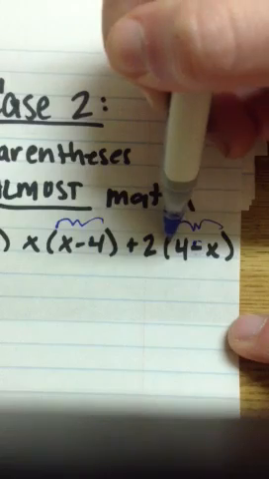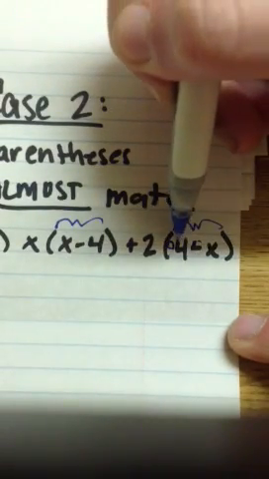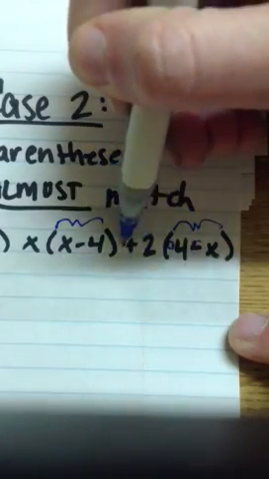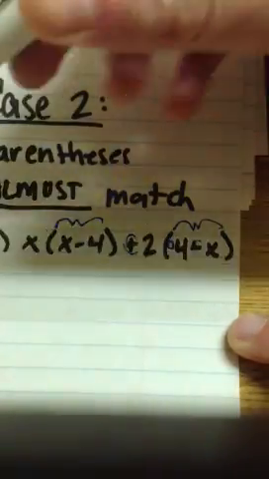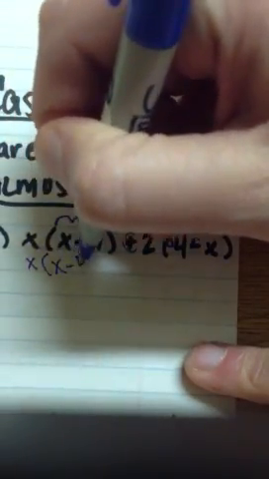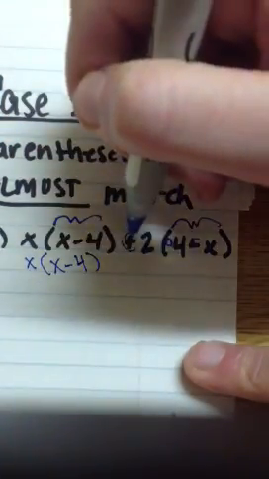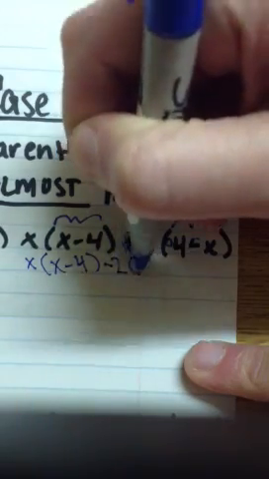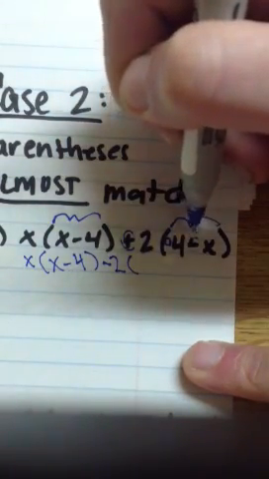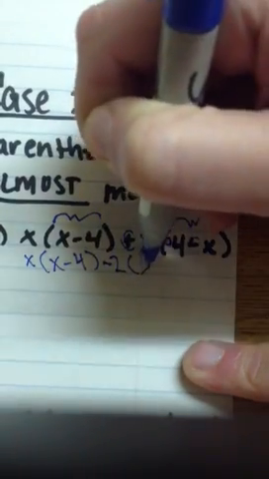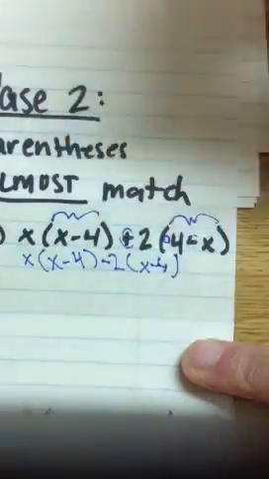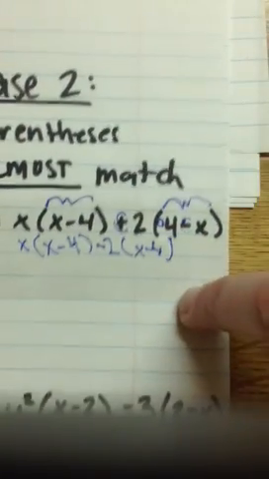Also, my 4 has to become negative, so this has to change. In order to take these two signs and make them become the opposite, I have to factor out a negative, which means this sign is going to have to change. So I would rewrite this as x times x minus 4, because I haven't changed the first part. Now my plus turns into a minus, and my 4 becomes negative, my x becomes positive, so I can switch around my terms so that it's positive x minus 4, so that it looks like this one over here. Now I do have parentheses that match.